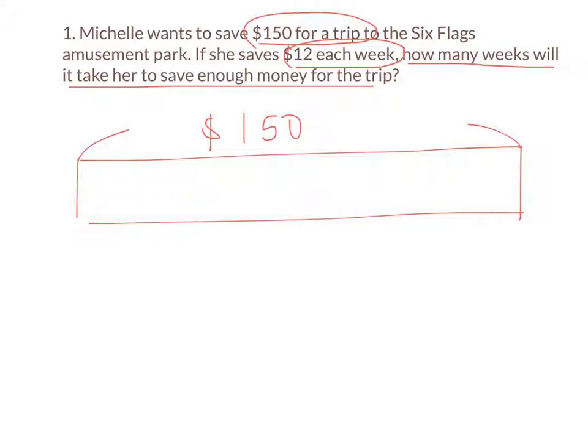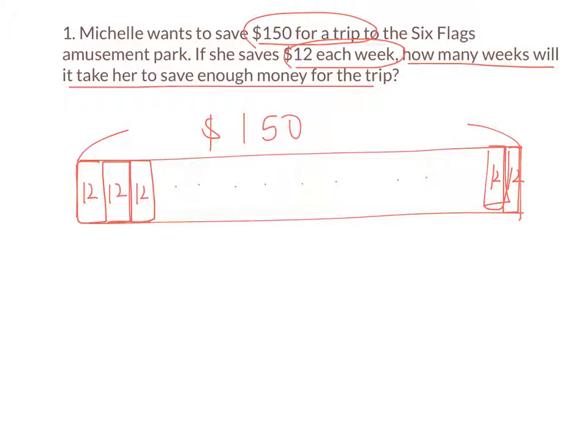After 1 week of work, how much has she earned? $12, right? After 2 weeks of work, she earns another $12. So how much has she earned altogether? $24. After 3 weeks of work, she earns another $12. And how many dollars has she earned altogether? So do you see how we would keep doing this until the last $12 gets her enough money to go? Right? And each chunk is $12, yes? Do you guys see how we're trying to figure out how many chunks of $12 fit into the whole piece of tape of $150?